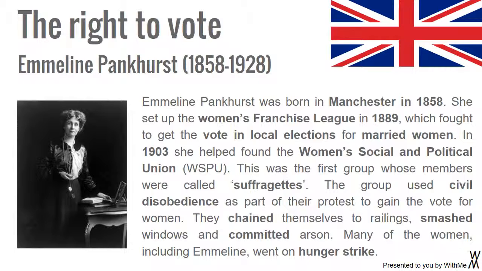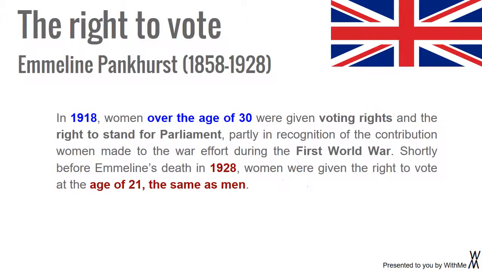The group used civil disobedience as part of their protests to gain the vote for women. They chained themselves to railings, smashed windows and committed arson. Many of the women, including Emmeline, went on hunger strike. In 1918, women over the age of 30 were given voting rights and the right to stand for Parliament, partly in recognition of the contribution women made to the war effort during the First World War. Shortly before Emmeline's death in 1928, women were given the right to vote at the age of 21, the same as men.